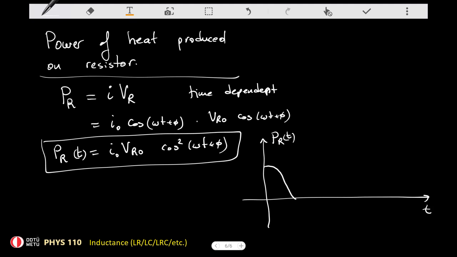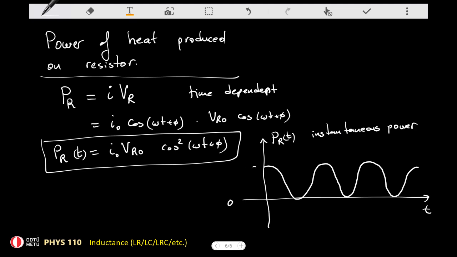So it has a time dependence like that. The phase is irrelevant in here, so that's not that important. So basically, this is instantaneous. The power changes between 0 and its maximum value, which is I0 multiplied with VR0.